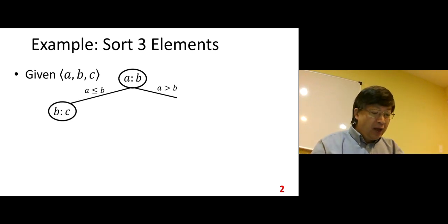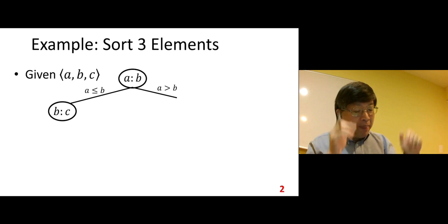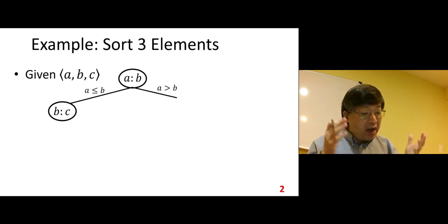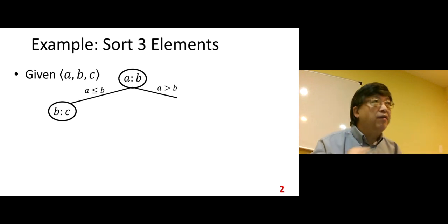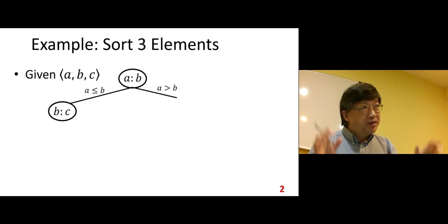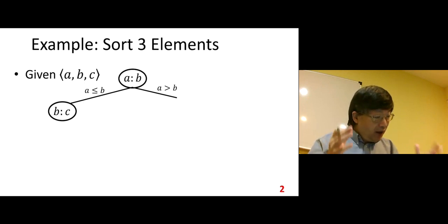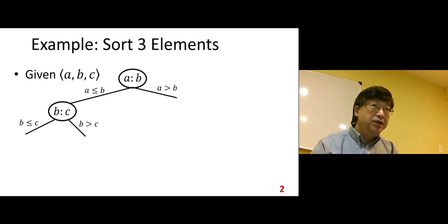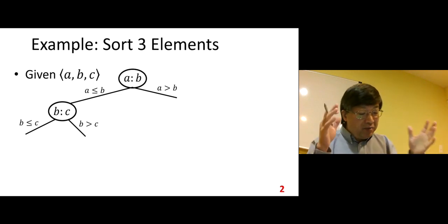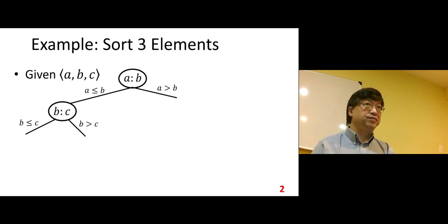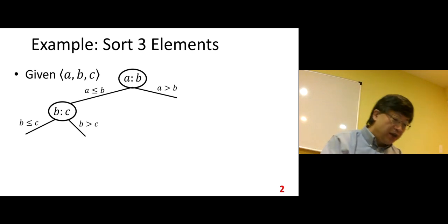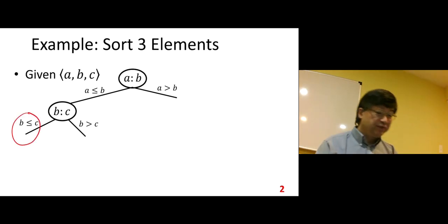Now, when we're going down, we already have this A less than or equal to B information. Now let's do another comparison, B and C comparison. Then another 2 decisions, B less than or equal to C, 1 decision, and B greater than C, another. All right, so let's look at the first case.